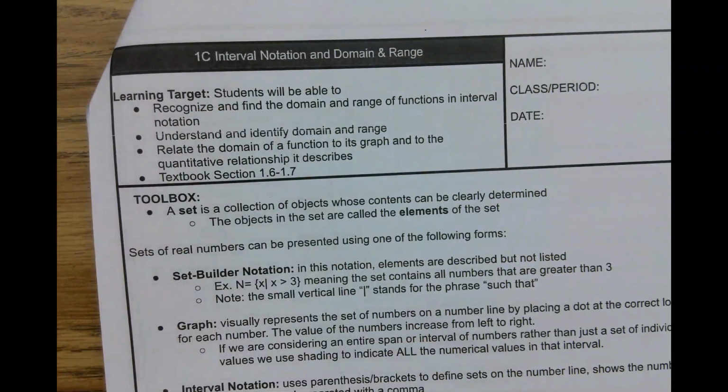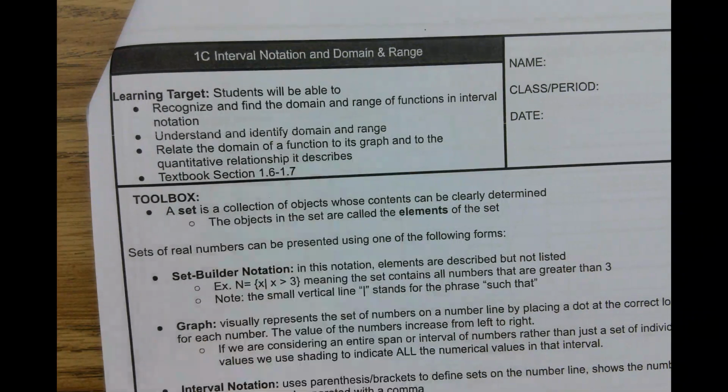By the end of 1C, you should be able to do these things. Okay, so first of all, you should be able to recognize and find the domain and range of functions in what we call interval notation. We already talked about interval notation a bit in 1A when we were doing those key features, when we were talking about increasing and decreasing and constants. But this time we're explicitly going to teach interval notation. Okay, and then next time we'll talk about understanding and identifying domain and range and relating the domain and range to a graph and what it describes.